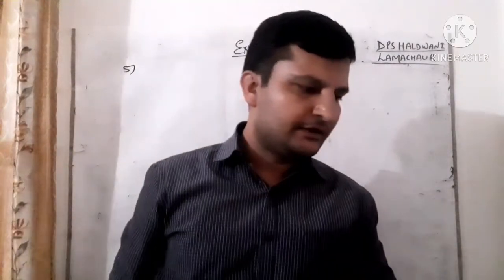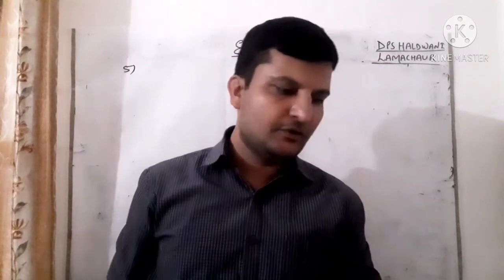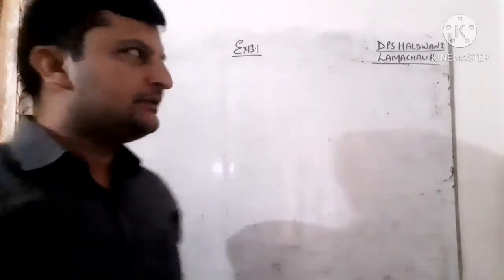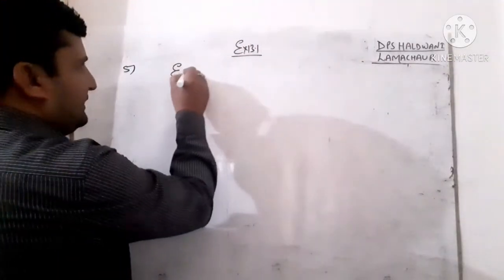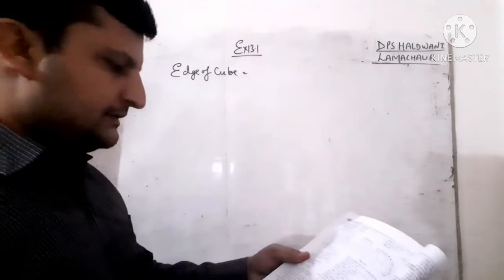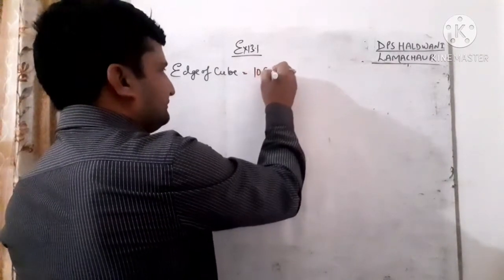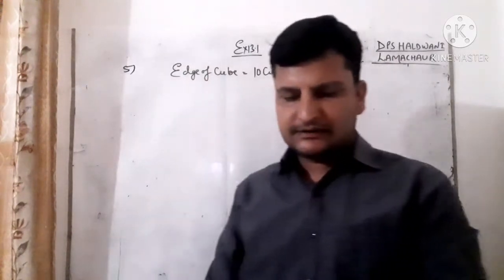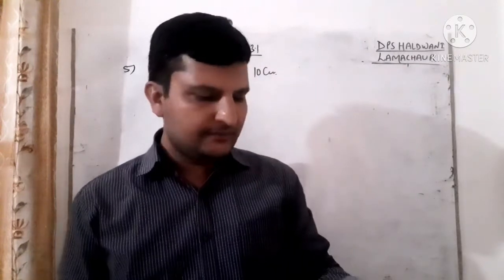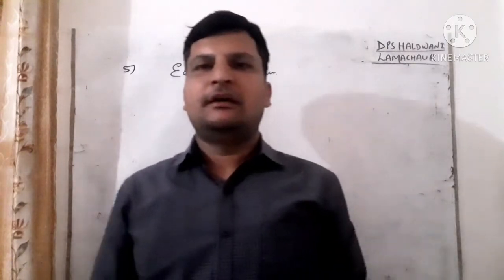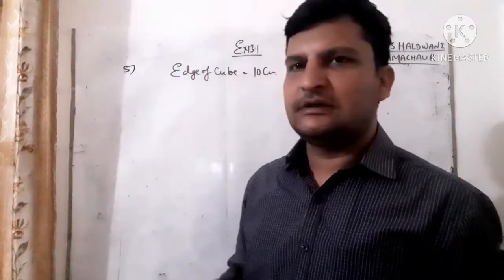Now in question number 5, a cubical box has edges of 10 centimeter and another cuboidal box is 12.5 centimeter long, 10 centimeter wide and 8 centimeter high. So students, the edge of the cube is given as 10 centimeter. In this question we have to find which box has the greatest lateral surface area and by how much, and the second part, which box has the smaller total surface area and by how much. Means, we have to find the lateral surface area and the total surface area of both the boxes.